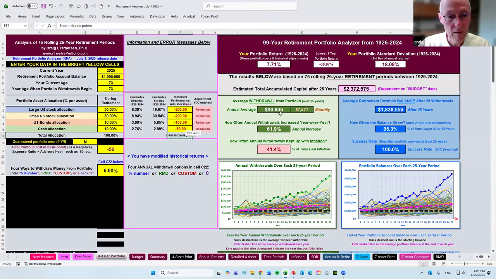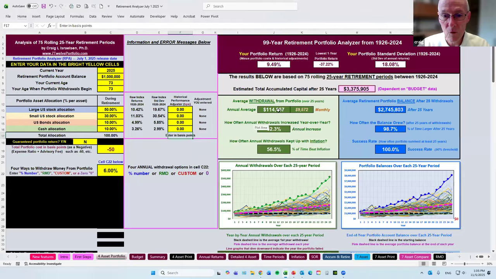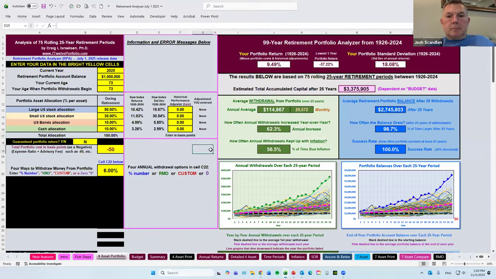Did it kill you? Nope. These numbers went down. Your average withdrawal is 90,000. Average ending balance is 1.8. Well, so we have 90 and 1.8. Let's go back to raw data. We have 114. Okay, so you had about a $25,000 ding and about a $900,000 ding in ending balance. Right. Well, that's material. Those are different numbers.